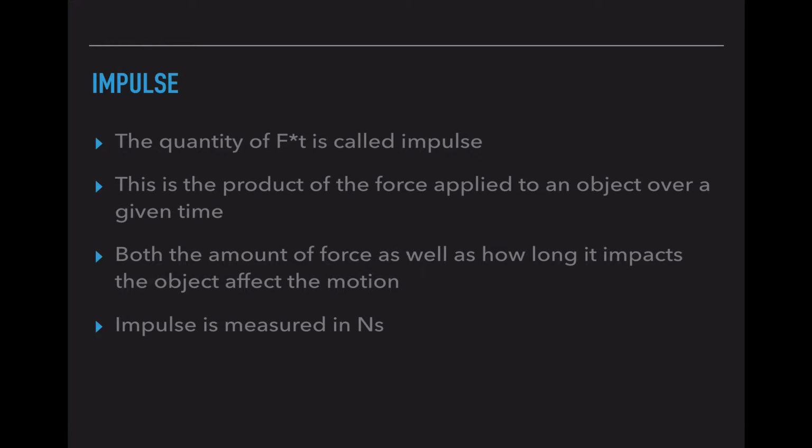So the quantity F times t is called impulse. It's the product of the force applied to an object over a given time. Both the amount of force as well as how long it impacts the object affects the motion. Impulse is measured in newtons times seconds.